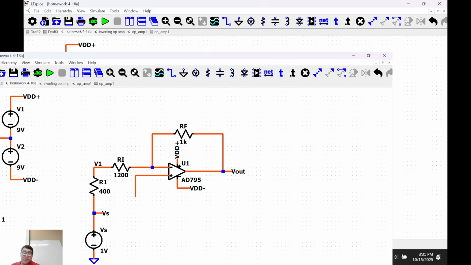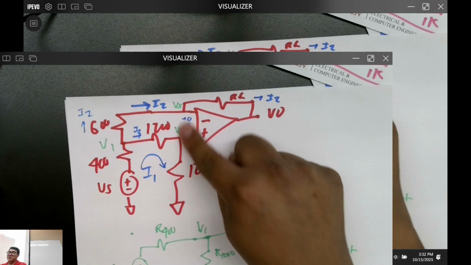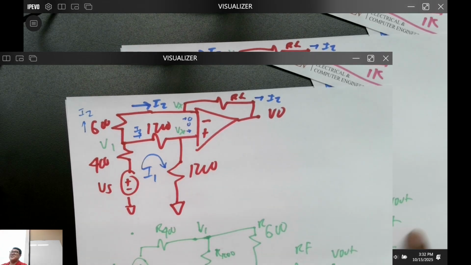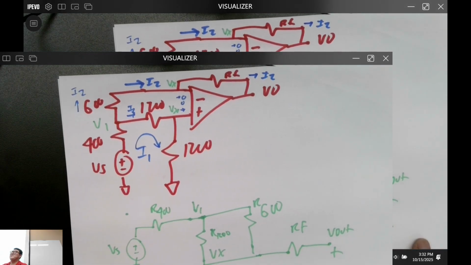So what I was trying to show you was if you started labeling all your nodes, you started noticing that you can probably solve this circuit. Is that good with everybody? Are there any questions about how to solve that problem?